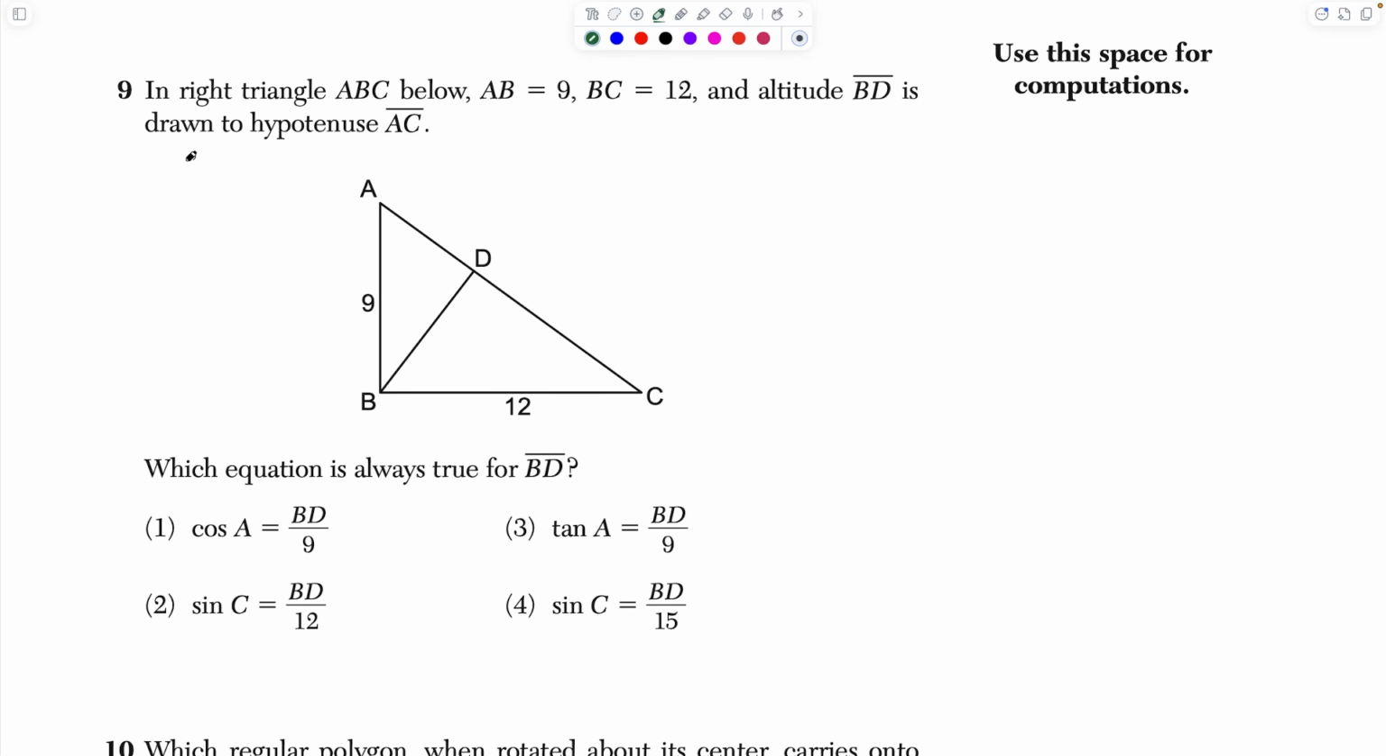Question 9, in right triangle ABC below, AB equals 9, BC equals 12, and altitude BD is drawn to hypotenuse AC. And we want to know which equation is always true for BD. So here they told us that ABC is a right triangle and the hypotenuse is AC, which tells us that this angle here at the bottom is a right angle. But then they also told us that we have altitude BD drawn to the hypotenuse AC. So that tells us that we have two right angles over here like this. And anytime this happens, you're dealing with three similar triangles.